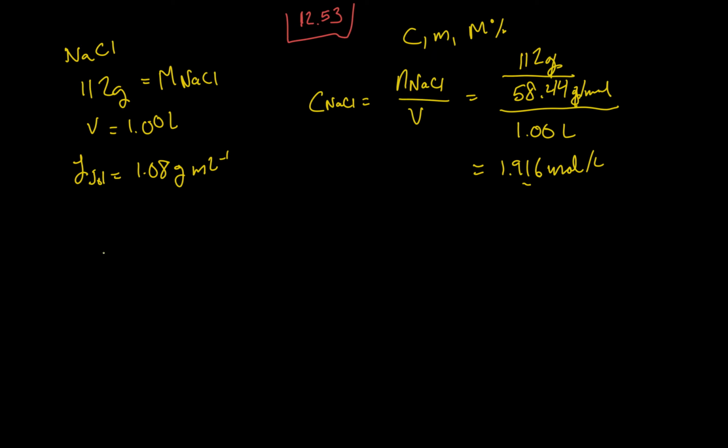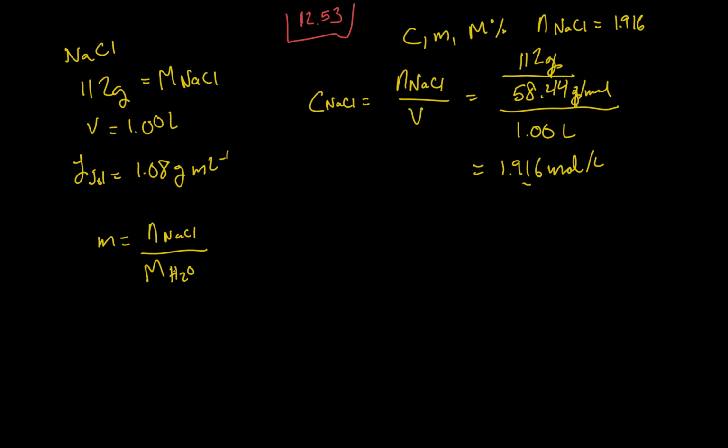Okay, next let's do molality. Molality we define as moles of the solute, so NaCl in this case, over the mass of the solvent, which in this case is water. We have the number of moles of sodium chloride, which we calculated in this expression here. We've got 1.916 moles, so I guess we can write that somewhere up here.